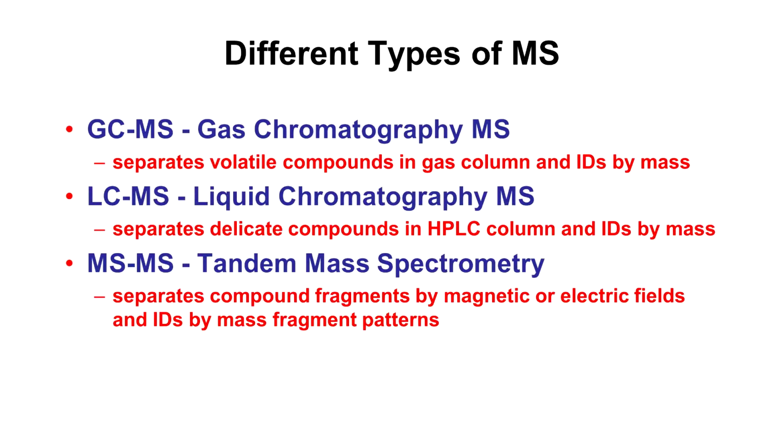So you can attach a mass spectrometer to a gas chromatography system. That's called GCMS. You can attach a mass spectrometer to an HPLC or UPLC system, and that's called LCMS. You can also attach 2 mass spectrometers together, and that's called MSMS, so-called tandem mass spectrometry. And so in gas chromatography, we separate the volatiles, we identify by their mass. Liquid chromatography, we attach them to HPLC, we identify by mass. In MSMS, we separate fragments of whole molecules and identify them by their fragment masses.